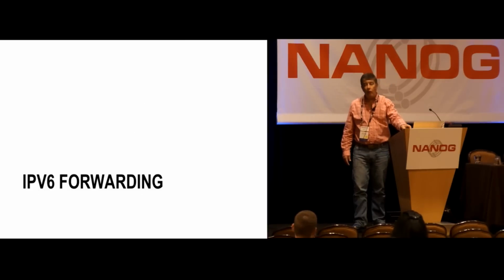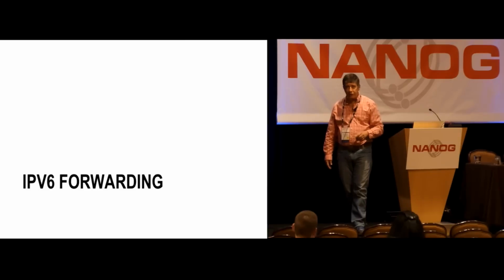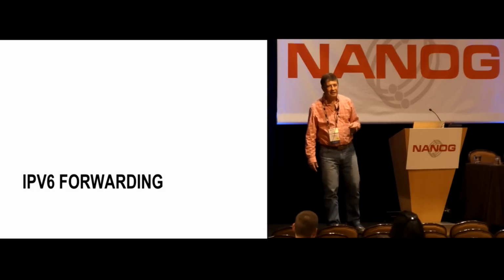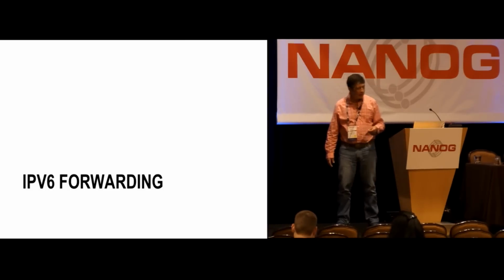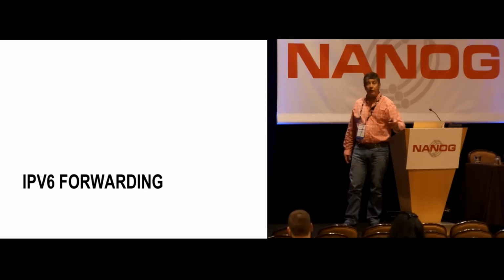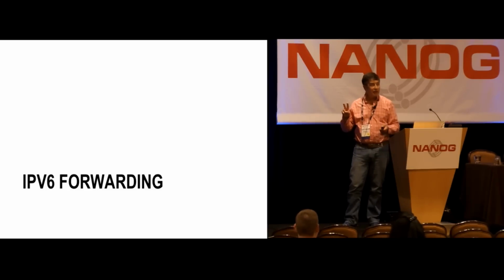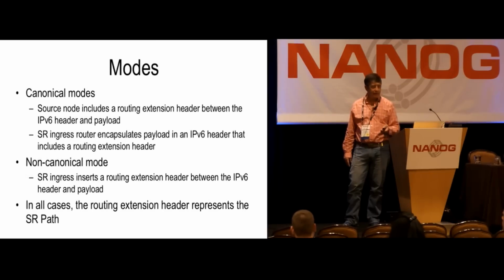OAM. Okay. OAM is Operations, Administration, and Management. And it's a way to figure out if a path or a link or anything is healthy. Your classic OAMs in IP are ping and traceroute. Okay. Now, we talked about how this works in a world of IPv6, in a world of MPLS. Well, there's another encapsulation, IPv6. And let's talk about how that works for a minute.